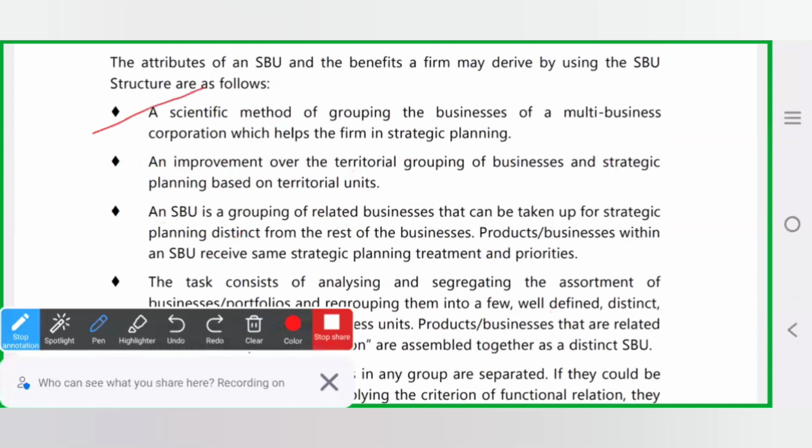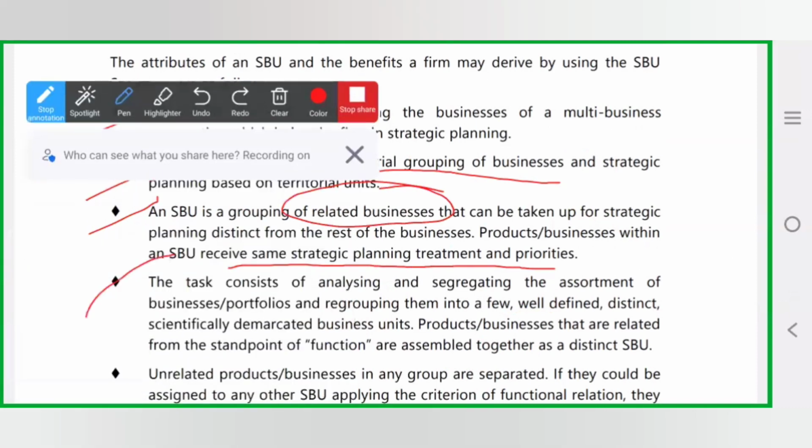The attributes and benefits of SBU are: there is a scientific method of grouping the businesses of a multi-business corporation, which helps the firm in strategic planning. There is an improvement over territorial grouping. Grouping of related businesses helps its products or businesses to receive the same strategic planning treatment and priorities.